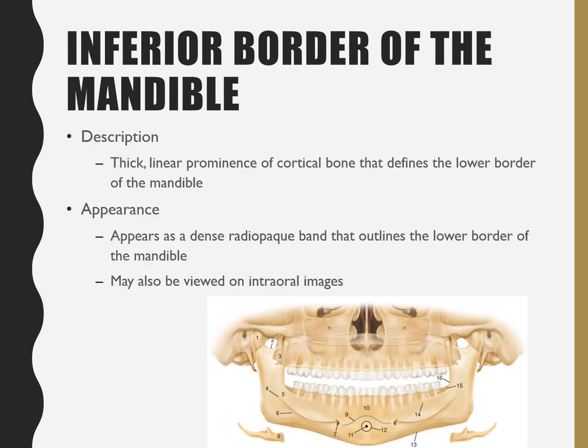The inferior border of the mandible, I feel like, is one of the easiest anatomic structures. Never really forget what that one is. It is a thick linear prominence of cortical bone that defines the lower border of the mandible. It's the line, the bottom of the mandible. It appears as a dense radiopaque band that outlines the lower border of the mandible. You can also see it on your intraoral images as well. On this picture down here, it is number 13, pointing to the very bottom of the mandible.